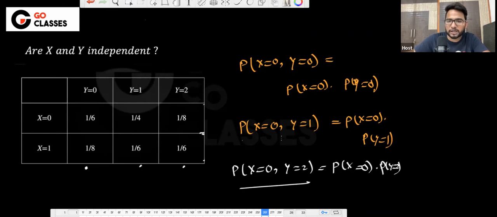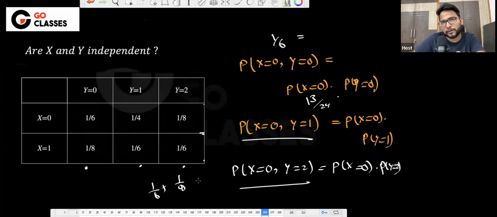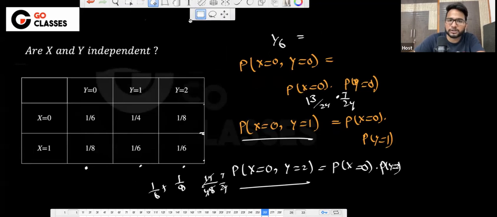You know these probabilities are given in the table, right? Now let's verify. What is probability of X being 0, Y equal to 0? I think this is 1 by 6. And what is this? This is 13 by 24. What is this? 1 by 6 plus 1 by 8. What is this number? 8 plus 6, 14 divided by 48. So this is 7 divided by 24, right? So 13 by 24 multiplied by 7 by 24. Let me know if this is equal. I don't think this is equal, right?